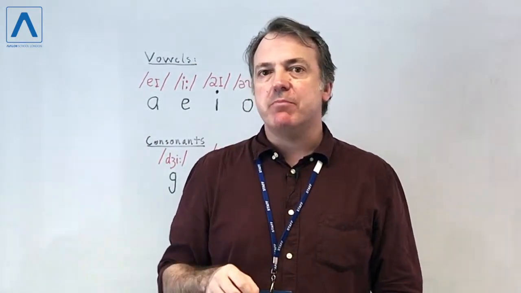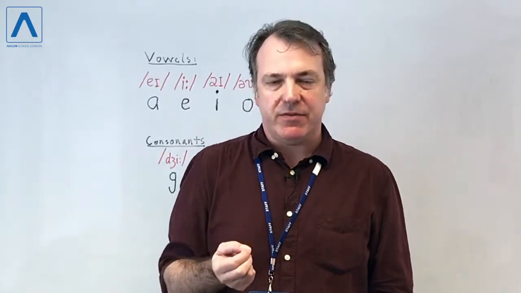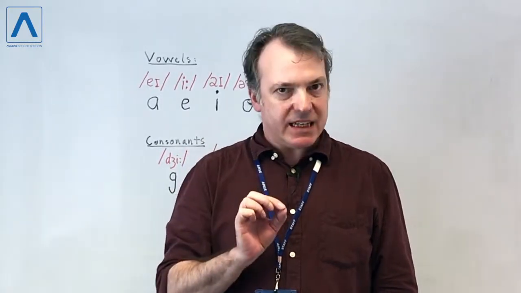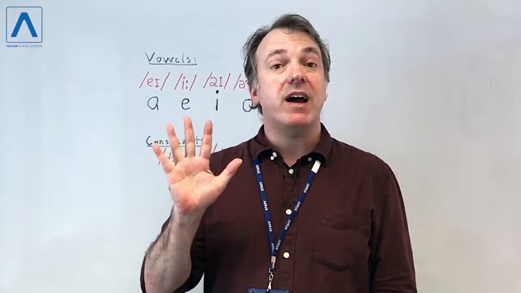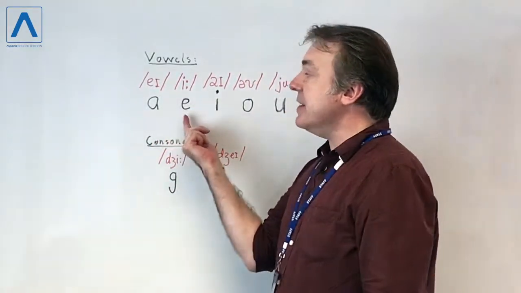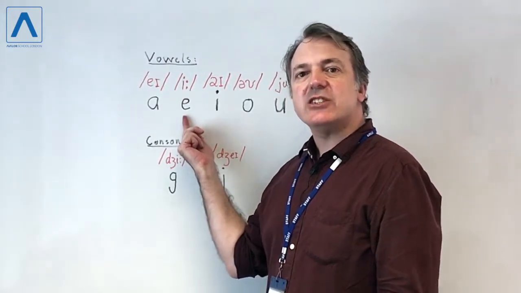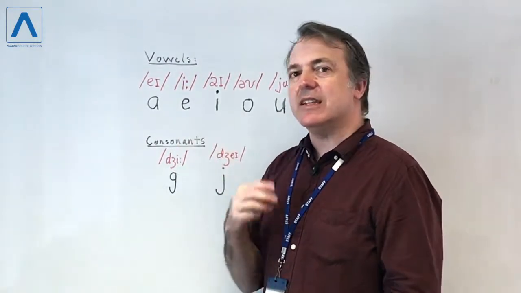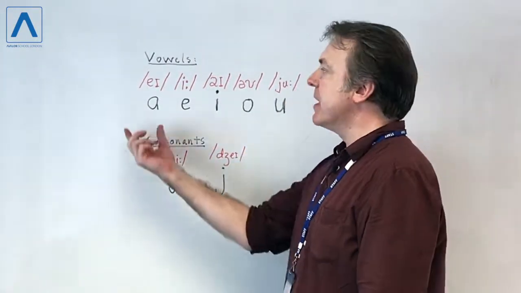I'm Zane. Today we're going to look at a problem that many speakers of Latin languages have, and that is saying the alphabet in English, especially saying the 5 vowels in English. The most common problem is calling this letter I. It's actually E.